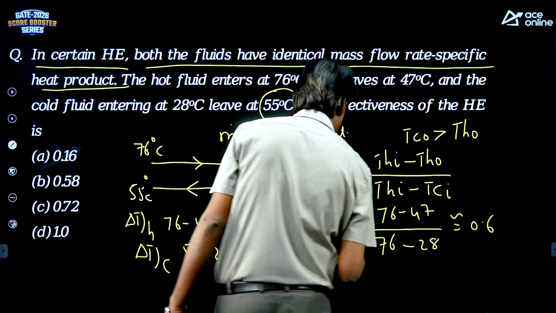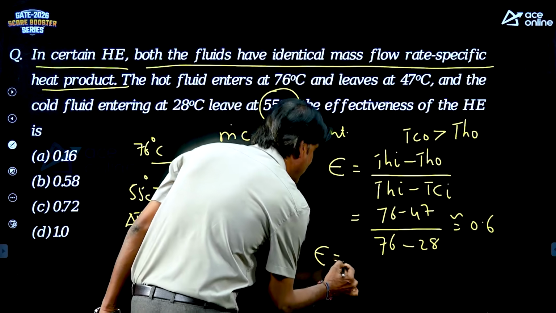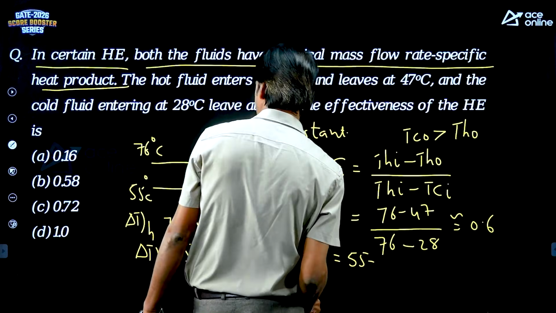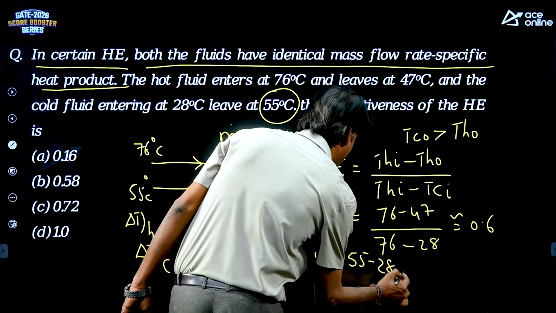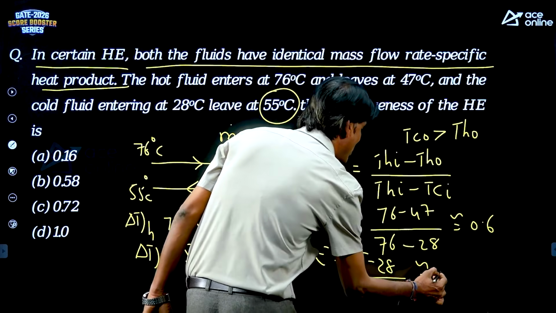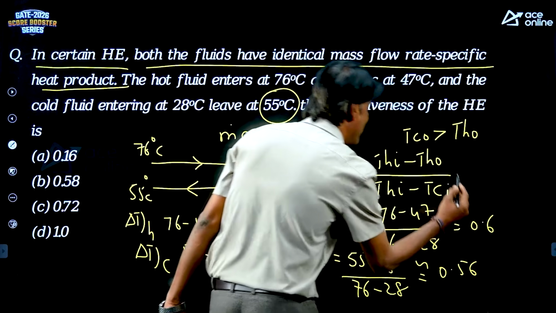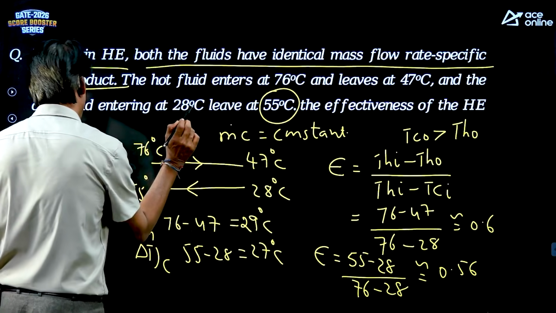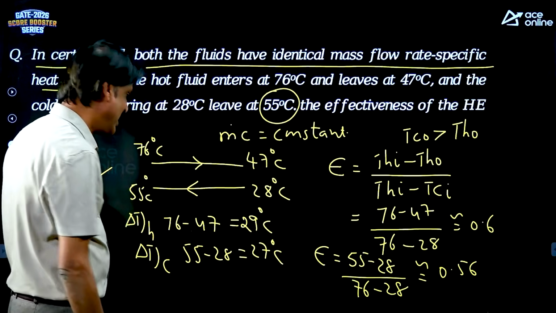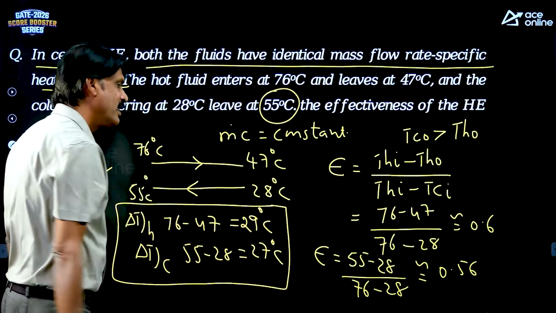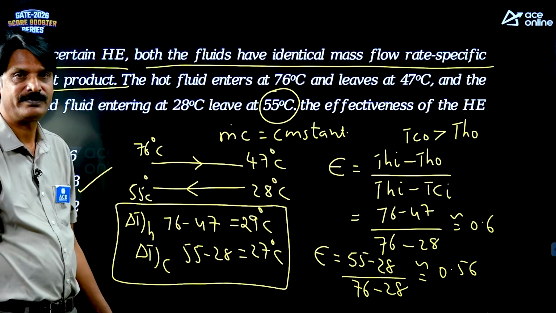If you are writing it based on cold fluid, you will be getting 55 minus 28 divided by 76 minus 28, approximately around 0.56. If you take the average of these two, you will be getting around 0.58 as the answer. The energy balance has failed because the heat exchanger is fouled.